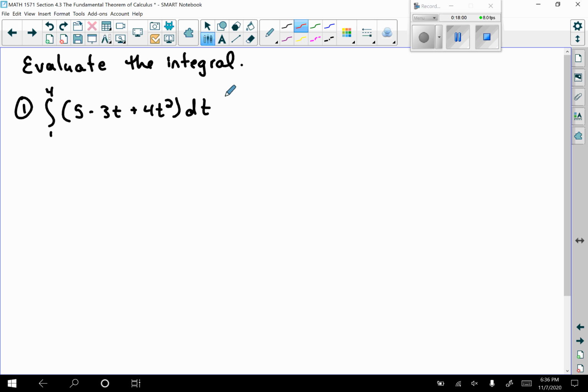Okay, so hopefully you were able to work through this. If not, please continue to pause the video. All right, so the antiderivative of 5 would become a 5t. Then we would get a minus 3t to the 4th over 4, and then plus a 4t cubed over 3.